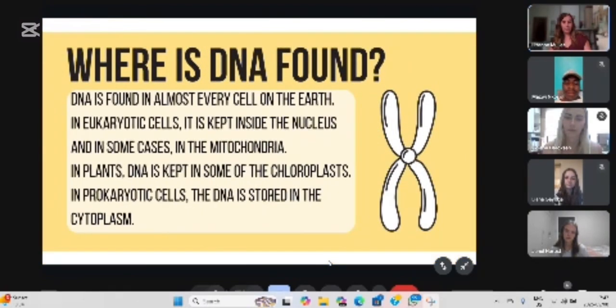Now, where can you find DNA? DNA is found in every cell on Earth. In eukaryotic cells, it is mostly kept in the nucleus and in some cases in the mitochondria. In plants, DNA is found in the chloroplasts, and in prokaryotic cells, DNA is stored in the cytoplasm.